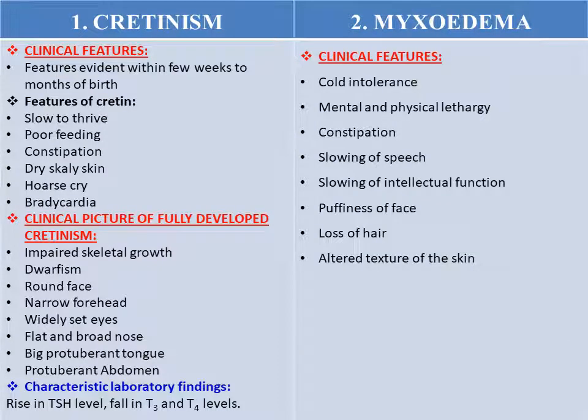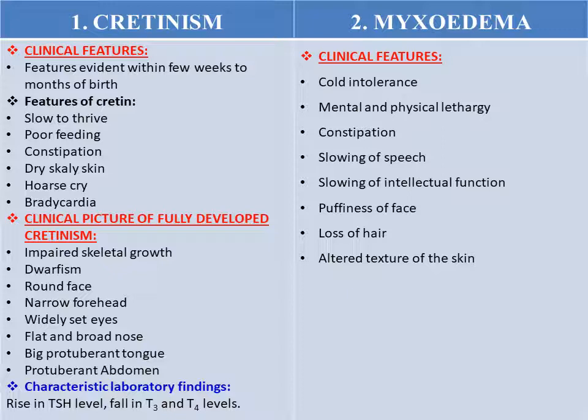Next, we are going to compare clinical features of cretinism and myxedema. In cretinism, clinical features are evident within a few weeks to months of birth. Features of a cretin: slow to thrive, poor feeding, constipation, dry scaly skin, hoarse cry, bradycardia. So these are the symptoms of cretinism. Whereas myxedema: cold intolerance, mental and physical lethargy, constipation, slowing of speech, slowing of intellectual function, puffiness of face, loss of hair, altered texture of the skin.